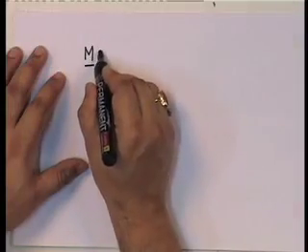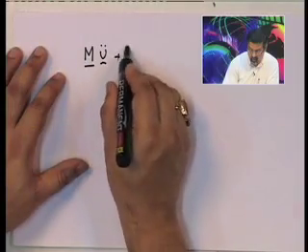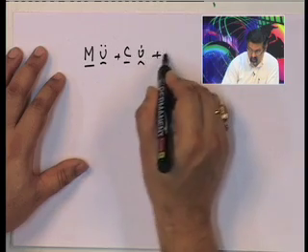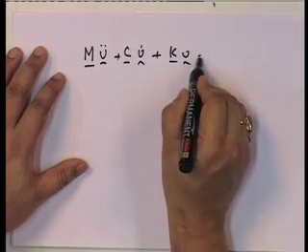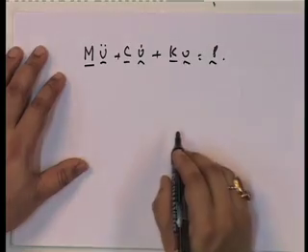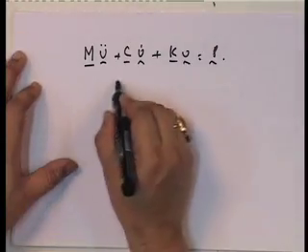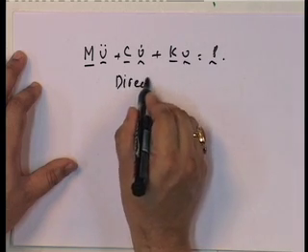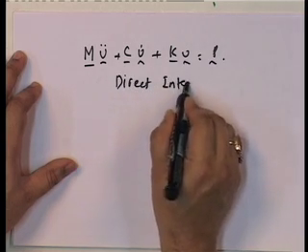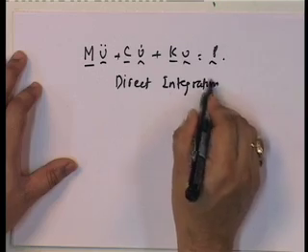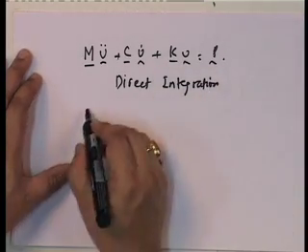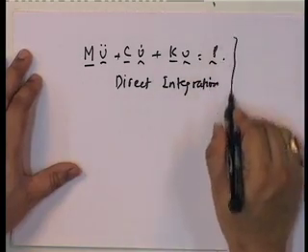I have two approaches: m v double dot plus c v dot plus k v is equal to p, and this is direct integration. Okay? I mean, so I have a linear system.